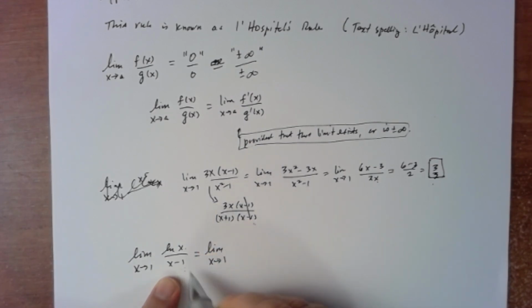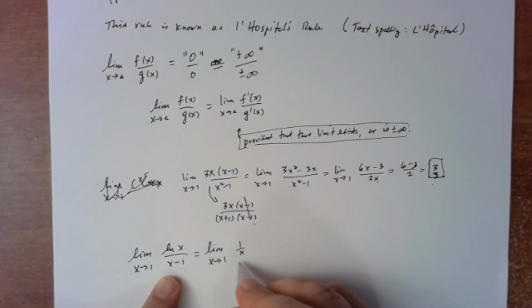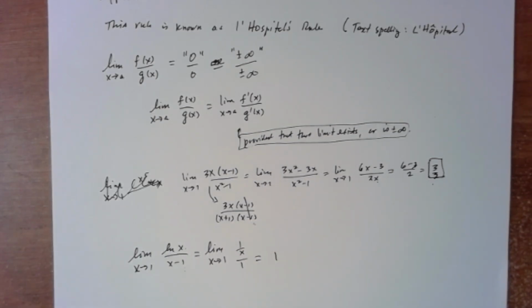it's the limit as x approaches 1 of the derivative of the top divided by the derivative of the bottom. Derivative of the natural log of x we learned was 1 over x. Derivative of the bottom is just 1, and so now we see that the limit is 1. Easy.